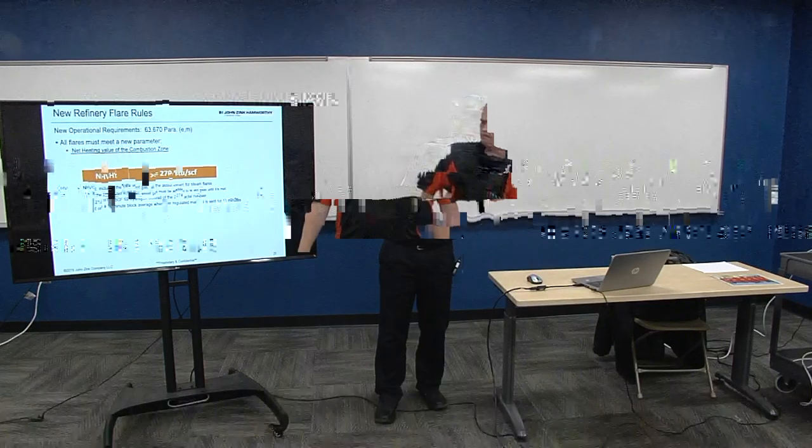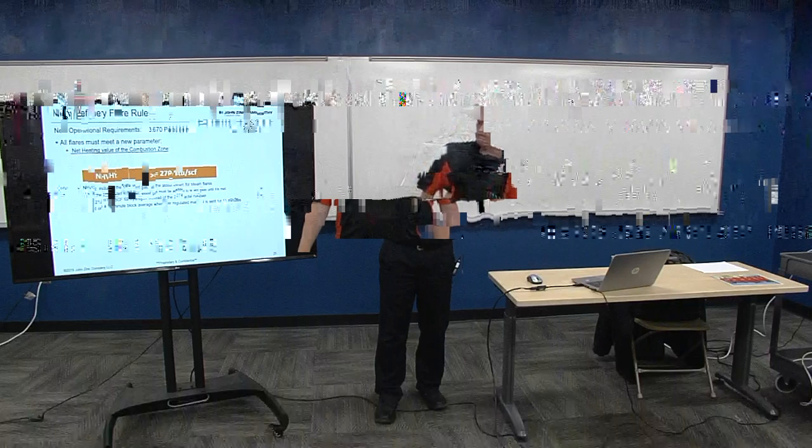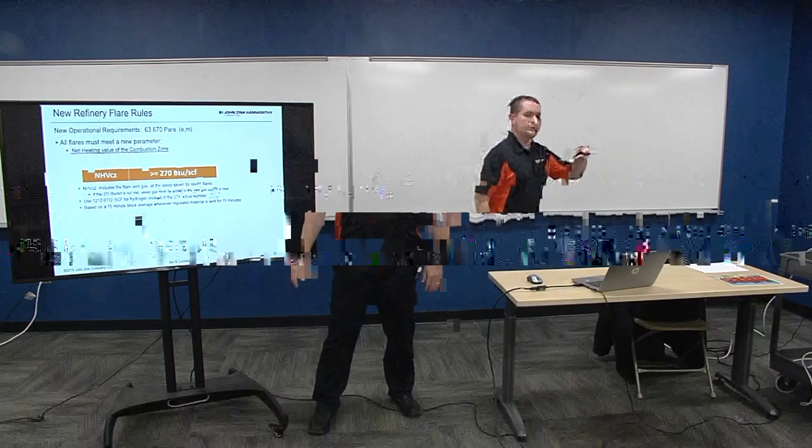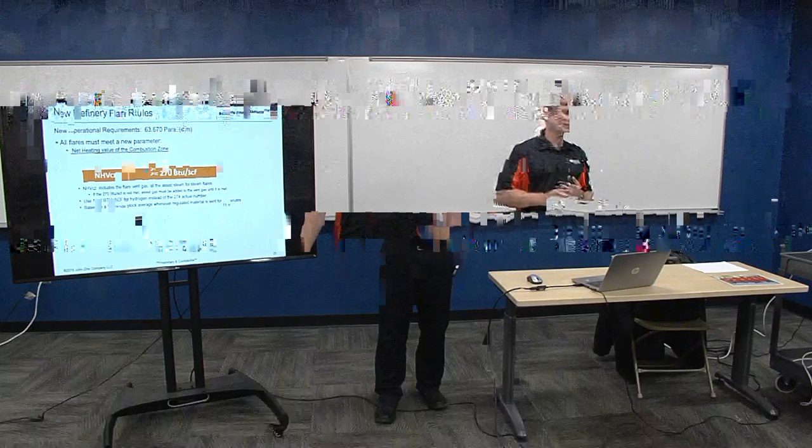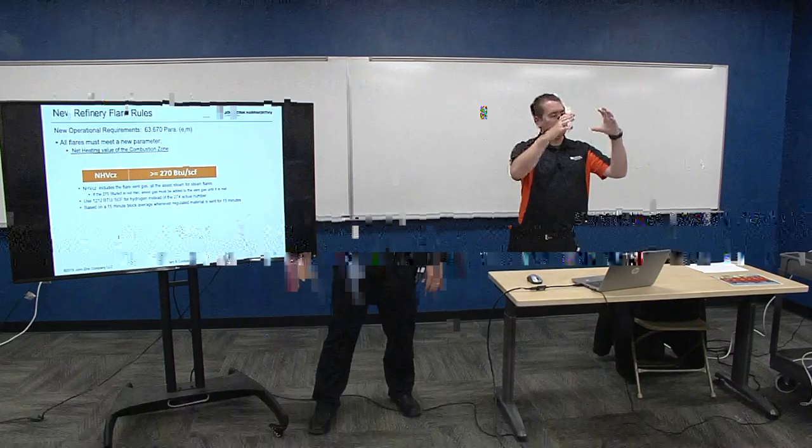Instead, it had to be greater than 270 BTU per scuff. So 270 now became the limitation. Everyone has to operate above 270 BTU per scuff above the flare. So what does that mean? That means it's the net heating value of your gas.